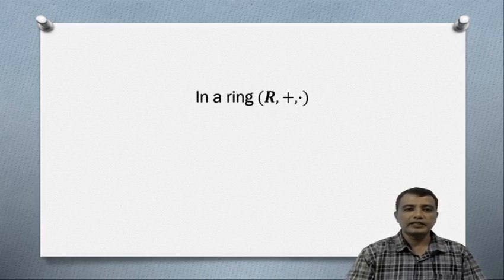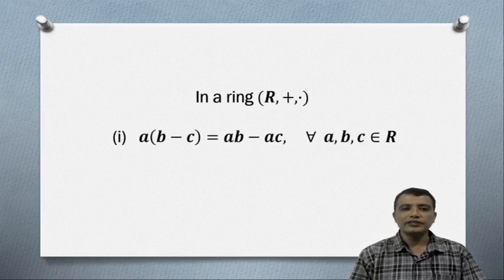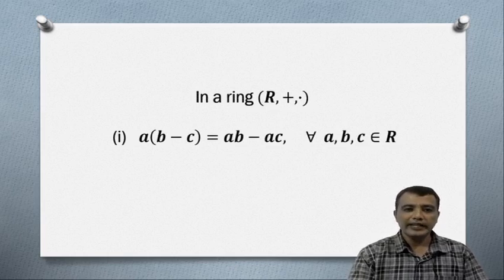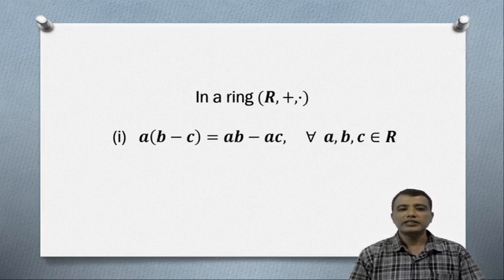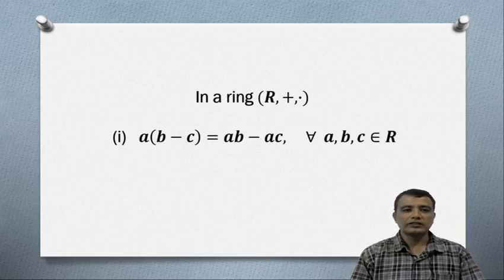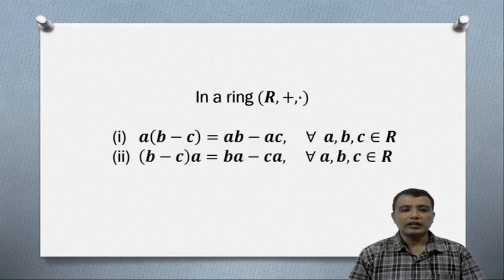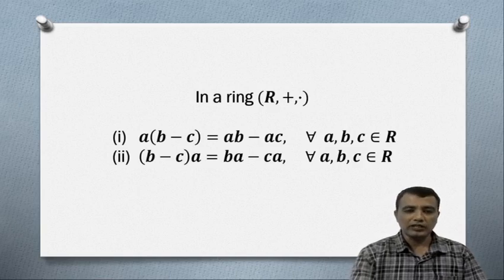Now, the next property states A into B minus C is equal to AB minus AC for all A, B, C belongs to R, where R is a ring, and B minus C into A is equal to BA minus CA for all A, B, C belongs to R. So again, how to prove this?